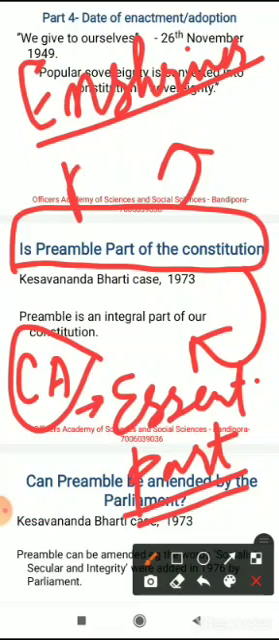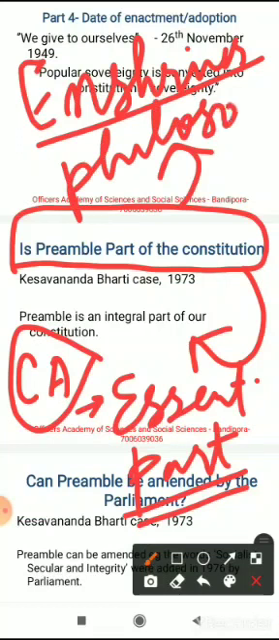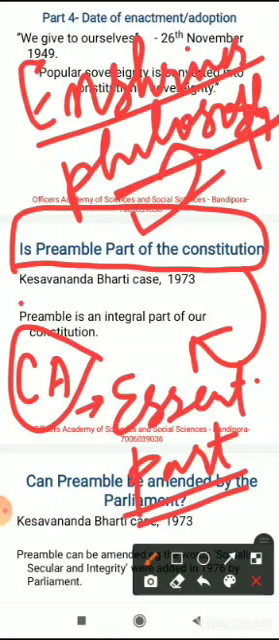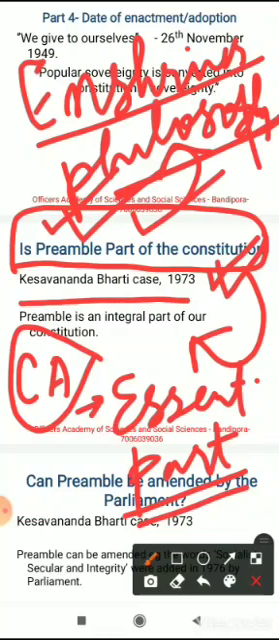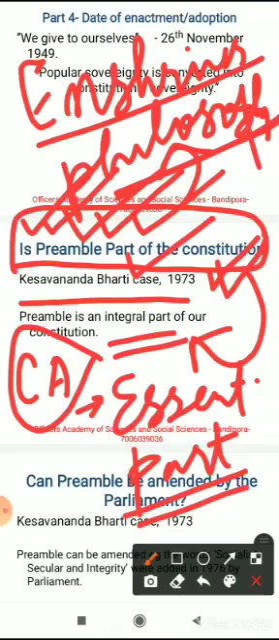incorporates the philosophy of our constitution. So this is a part of our constitution, and the same was upheld by the Keshavananda Bharati case, in which the Supreme Court said that the preamble is the basic feature of our constitution, it is the essential feature of our constitution. We cannot understand our constitution if we don't understand the preamble. So the answer is preamble is the integral part of our constitution, and it was also supported by Supreme Court in the Keshavananda Bharati case.